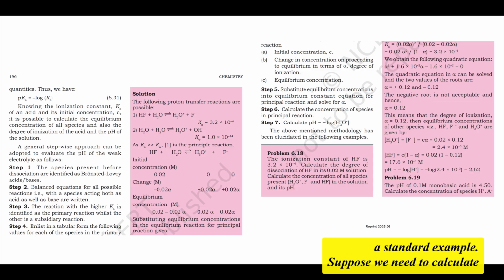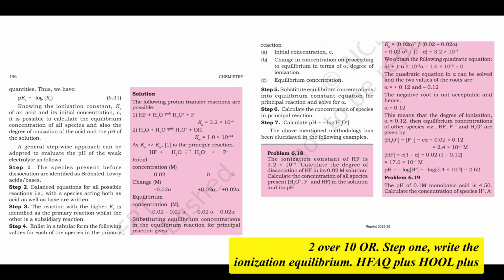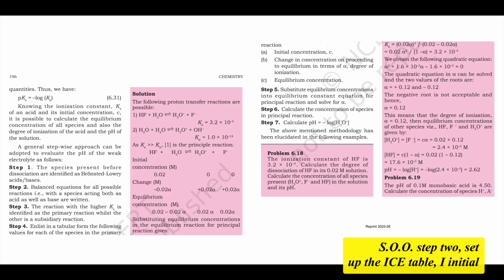Let's work through a standard example. Suppose we need to calculate the degree of dissociation, the concentration of all species at equilibrium, and the pH for a 0.02 M solution of hydrofluoric acid. We're given that Ka for HF is 3.2 × 10^-4. Step 1. Write the ionization equilibrium: HF(aq) + H2O(l) ⇌ H3O+(aq) + F-(aq).